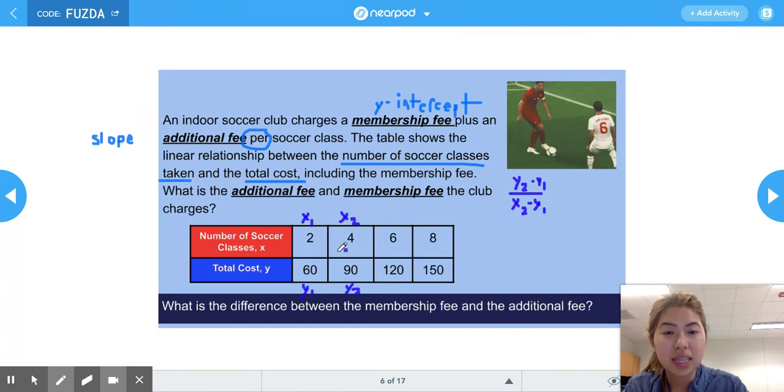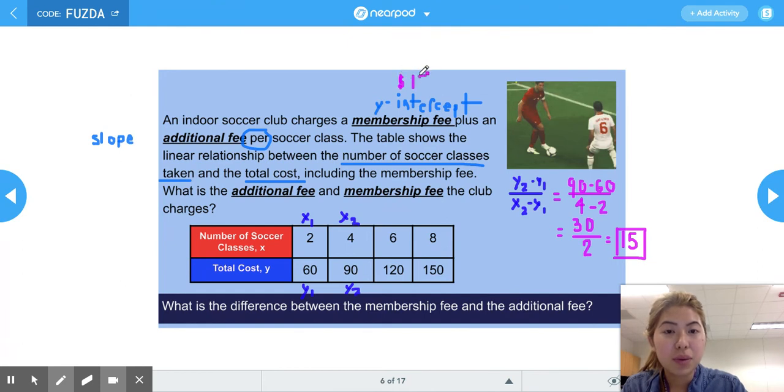And then I'm plugging these values into this equation right here. So I have y2 is 90 minus y1, which is 60, over x2 is 4 minus x1, which is 2. And now we have to solve. 90 minus 60 is 30. 4 minus 2 is 2. And 30 divided by 2 is 15. So my slope is 15. And in this situation, the membership fee is $15.